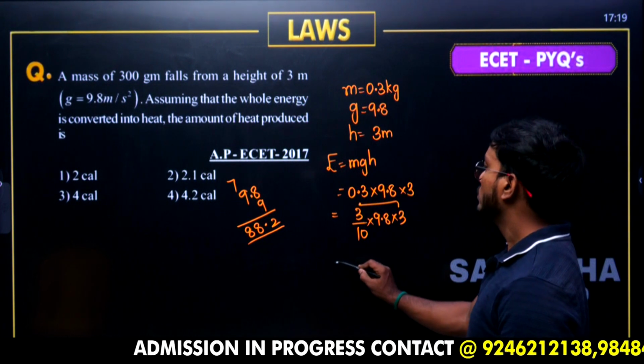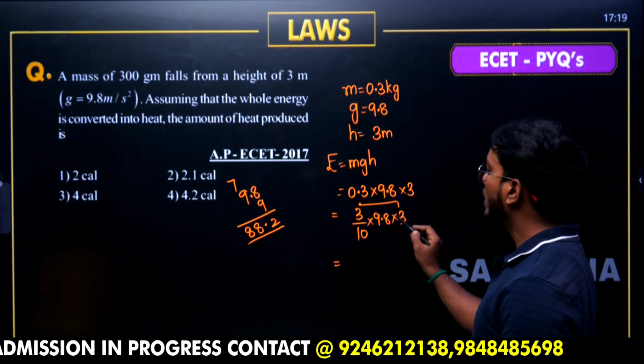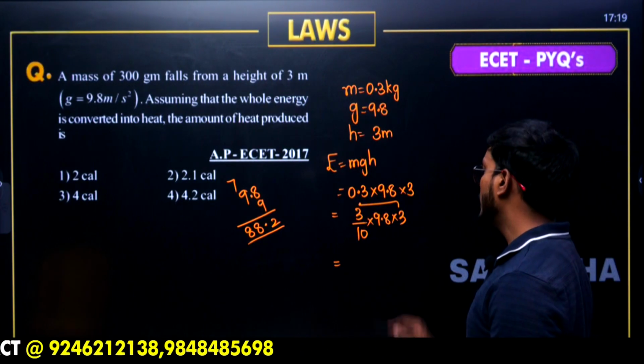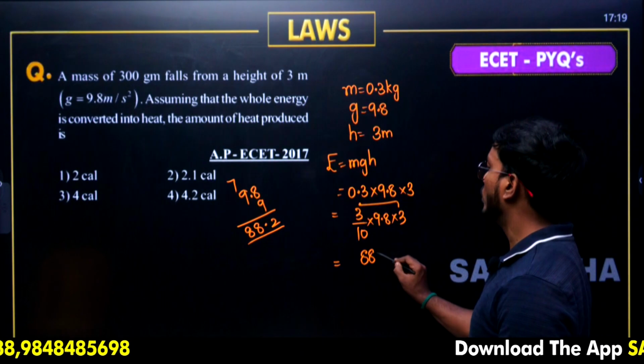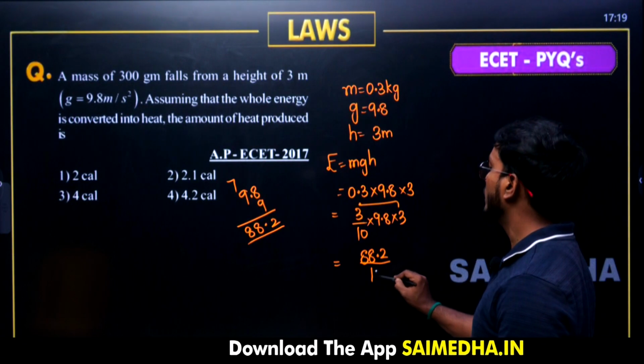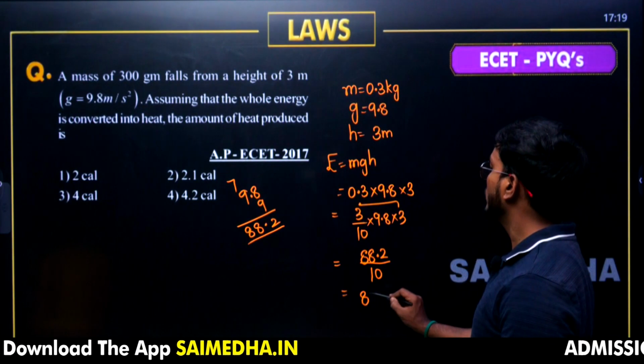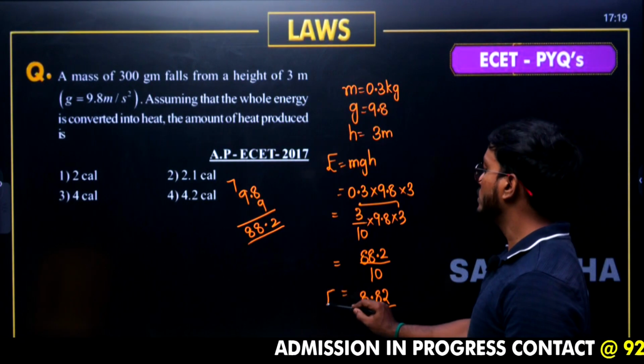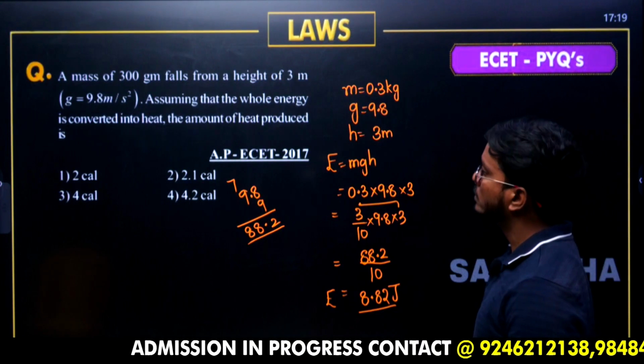The values are going to become what? 88.2 now. So, the total value, this is 3 3s are 9, 9 8s are 72, 9 9s are 81, 81 plus 7 is 88, so this is 88.2 divided by 10. This is going to become 8.82. This is the energy which is coming in terms of joules.